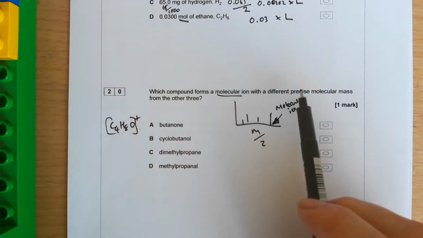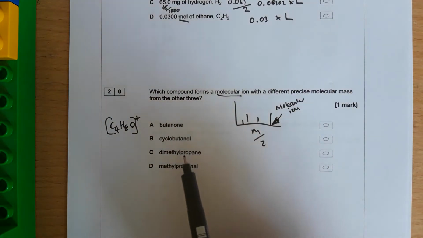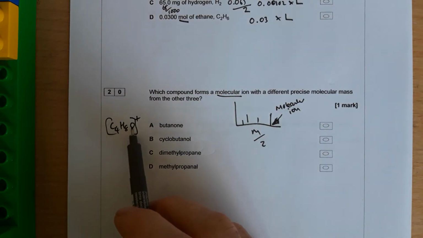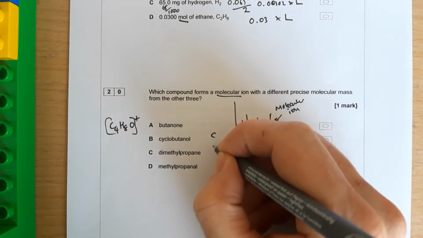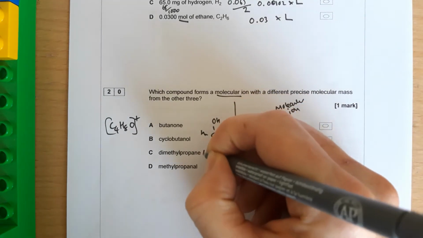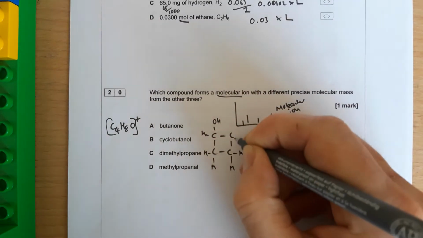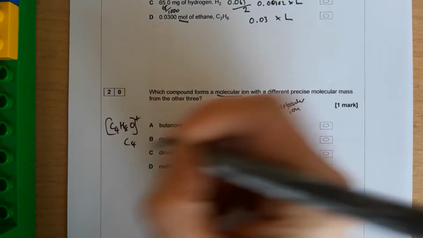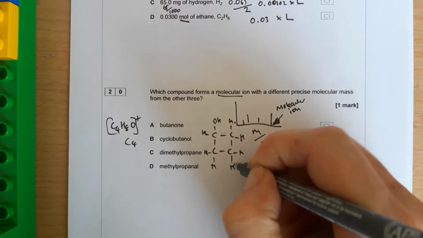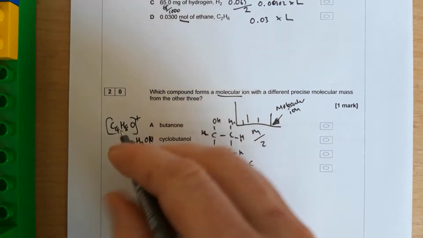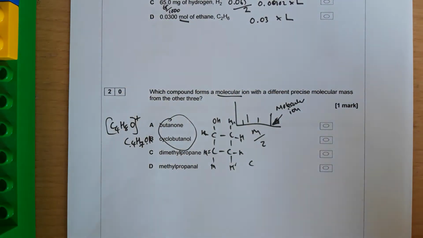So the precise molecular mass: molecules will only have the same precise molecular mass if they've got precisely the same formula. So C4H8O. Cyclobutanol would look like this. There's an ol. So this is an exercise, do you know what the formula of these is? So that's C4H7OH, which is C4H8O. They would have exactly the same precise molecular mass.